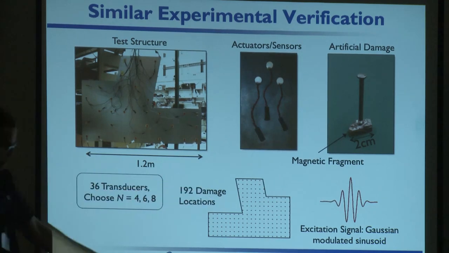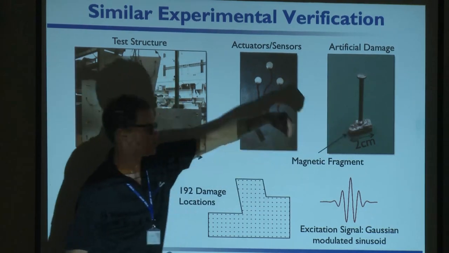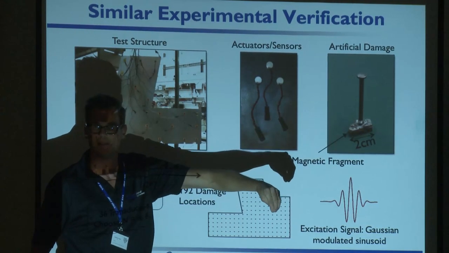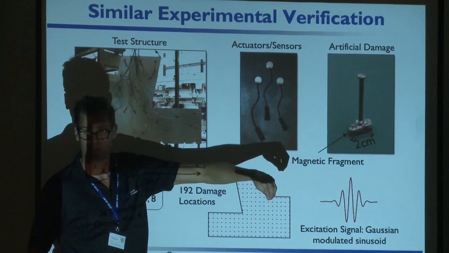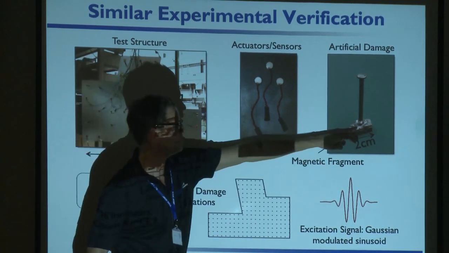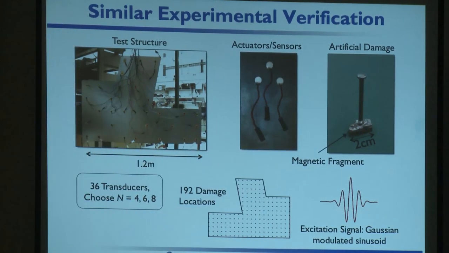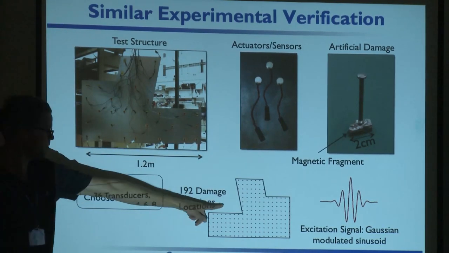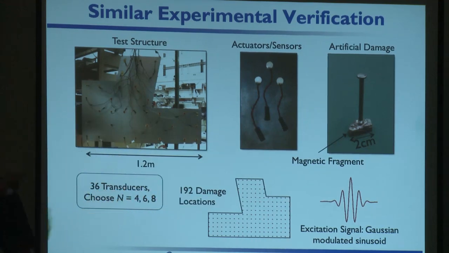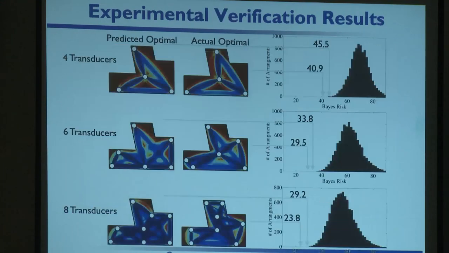192 potential damage locations, which I simulated by just putting this little piece of lead on the plate, because that scatters ultrasonic energy pretty well. It's not real damage, it's just a way of moving damage around. Okay? So I went and drank beer while my students stayed up all night and did this experiment.